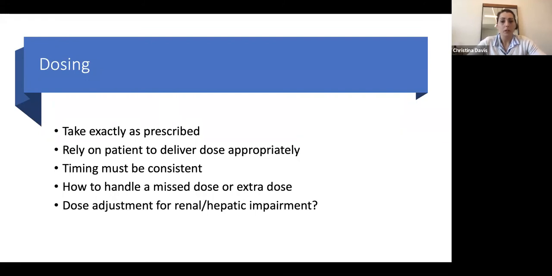And then dose adjustment for renal or hepatic impairment. With many oral anti-cancer agents, we know that depending on the patient's renal function or hepatic function, many drugs are cleared renally and hepatically or metabolized hepatically. So there often are dose adjustments that need to be looked at.